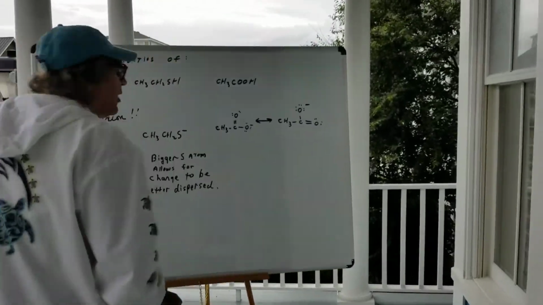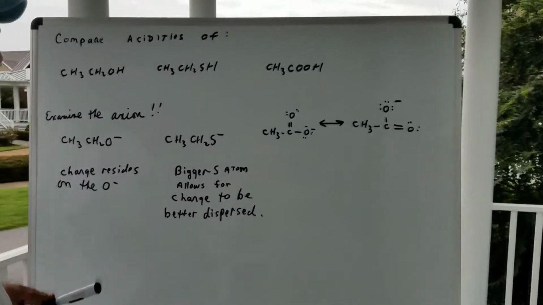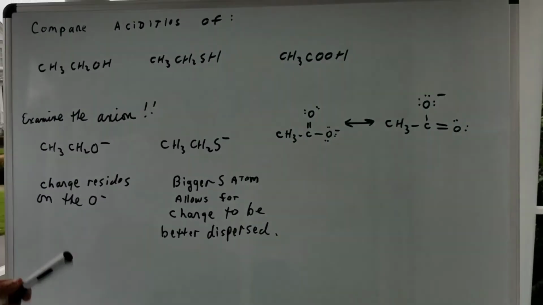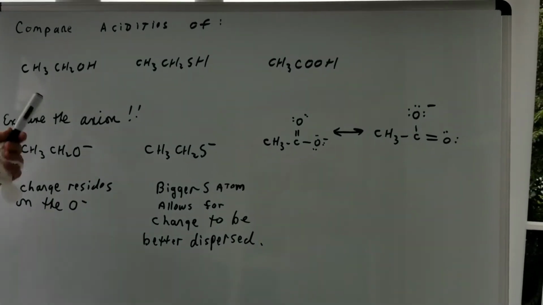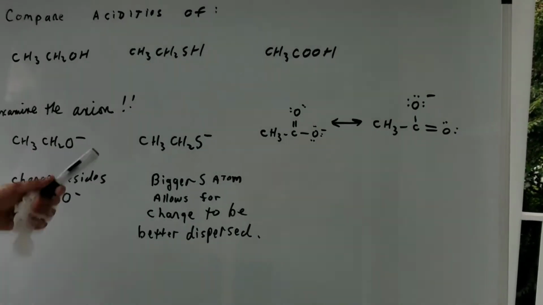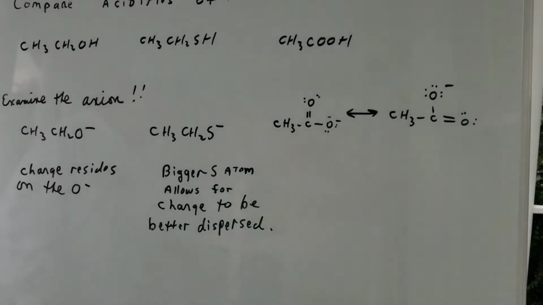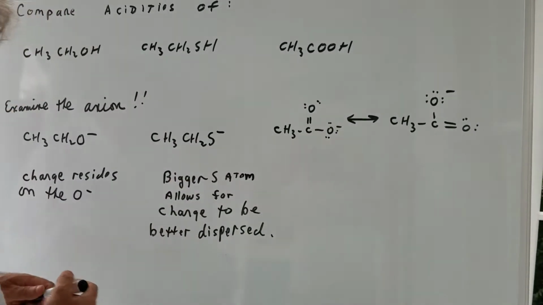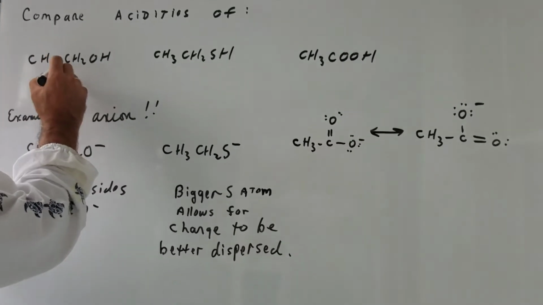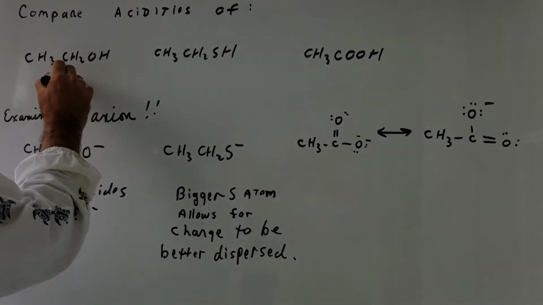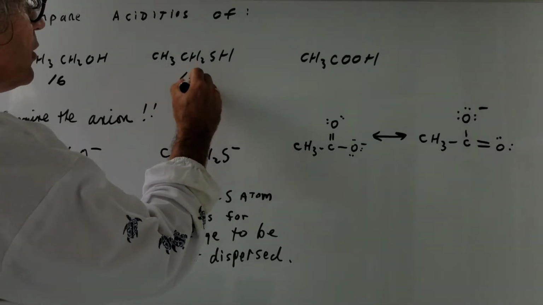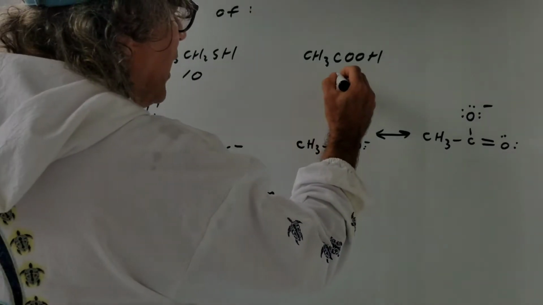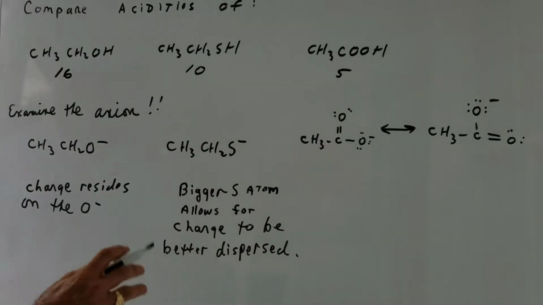I really don't want any coffee, but I do want to do some organic chemistry, so let's get right into it. What I want to do here is compare the acidities of three molecules. Here we have ethanol, here we have ethane thiol, and here we have acetic acid. If we wrote in the pKa values, an alcohol is around 16, a thiol around 10, and the carboxylic acid here is 5.